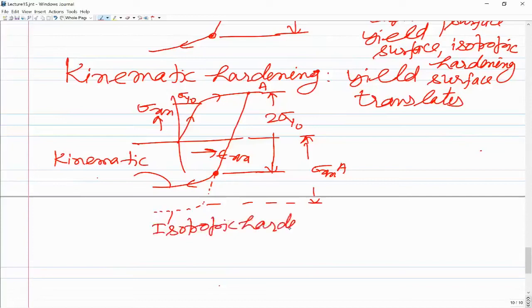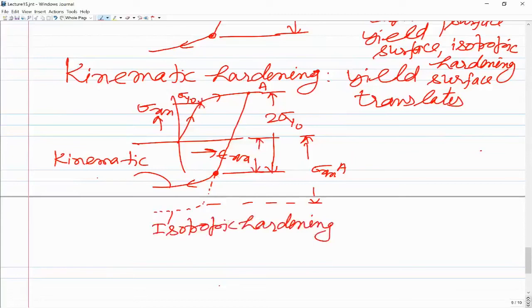If the material has already yielded in tension, then the yielding in compression would take place at a lower stress compared to the initial yield stress of the material. So that means this magnitude is going to be smaller than sigma y naught. That is what is known as kinematic hardening, and this is observed in most of the metals.